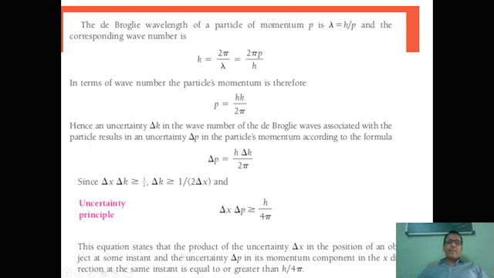This equation states that the product of the uncertainty delta x, the uncertainty in the measurement of position, and delta p, the uncertainty in the measurement of momentum along the x direction at the same instant, is equal to or greater than h upon 4 pi, which is further written as h cross upon 2. So one can write this uncertainty principle in terms of energy and time also, as well as angular position and angular momentum, and there is a very small mathematical calculation here.